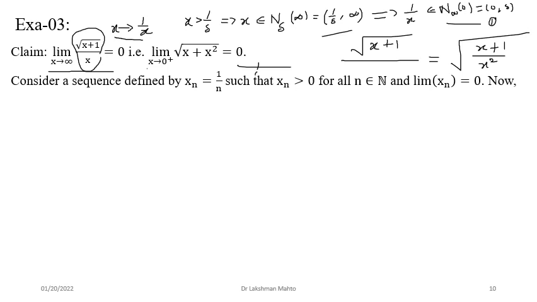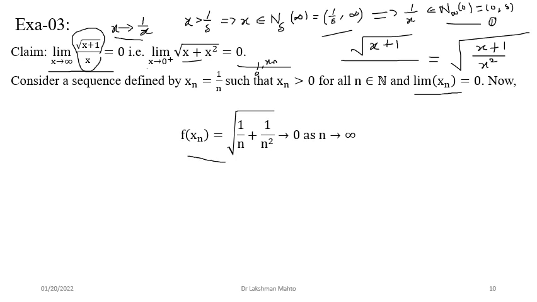Here if you are taking the sequence xn equal to 1 by n, then every xn falls on the right hand side of 0 and xn is approaching 0, that is, the limit of the sequence is 0. So we will look for the corresponding functional sequence. In this function, in place of x, we will take xn. If you substitute xn in this function, what do we get? We are getting a square root of 1 by n plus 1 by n square.